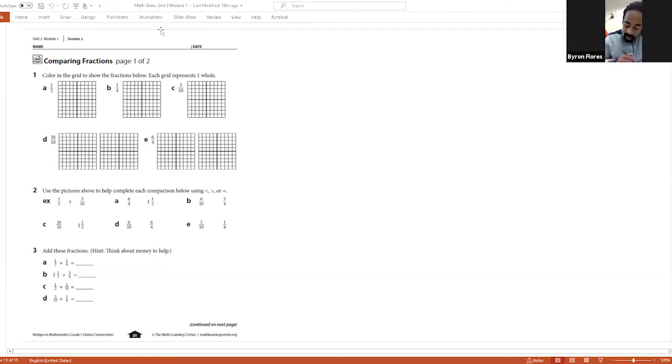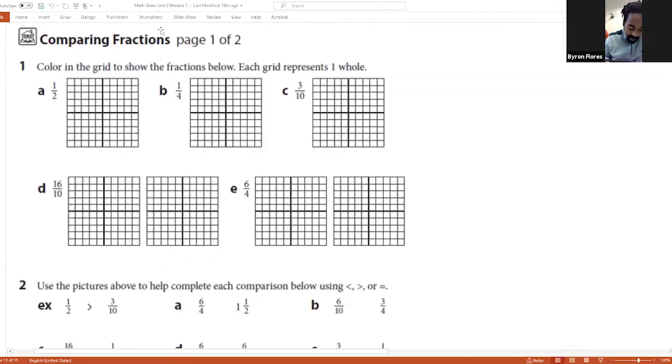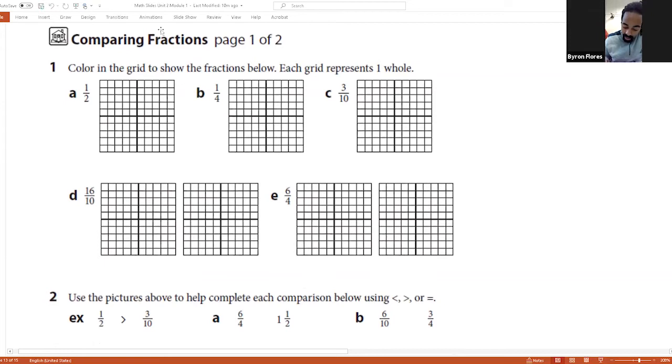Hey, today we're going to be working on comparing fractions. For our first section, it's asking us to color in the grid to show the fractions below. Each grid represents one whole. So each one of these mats represents one whole, and each one of these mats has 100 units within each mat. So how we represent the fraction, we're going to look at A.